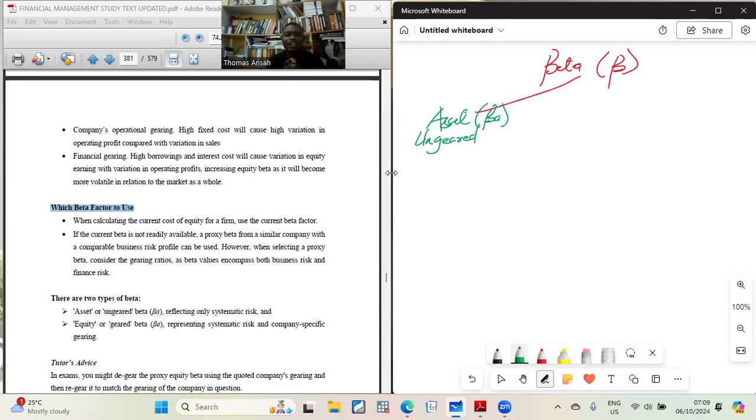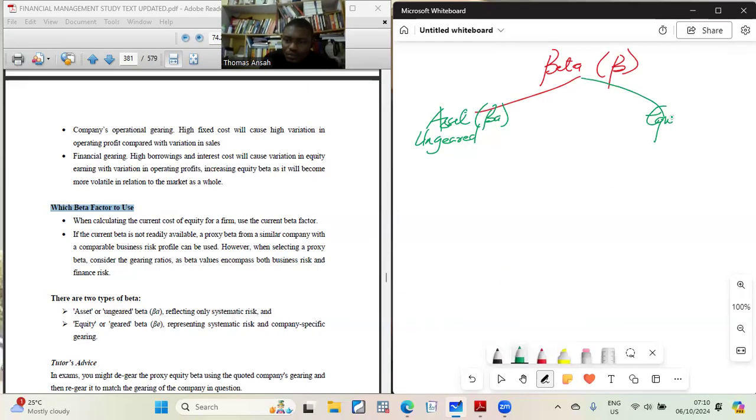It means the company is not geared, so if there is a risk, it is only the risk relating to systematic risk. So bear in mind, beta A is just systematic. It means the company doesn't have any financial risk. There is no risk inflicted on the investment because of the company itself, but only because of the market. All right, so basically the beta asset is the ungeared beta. Take note of that. Then we have beta equity.